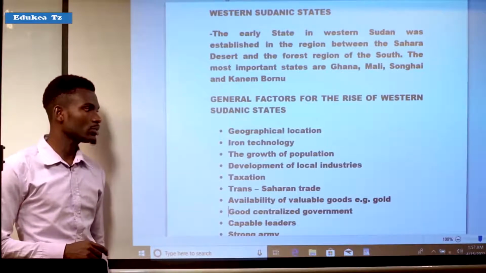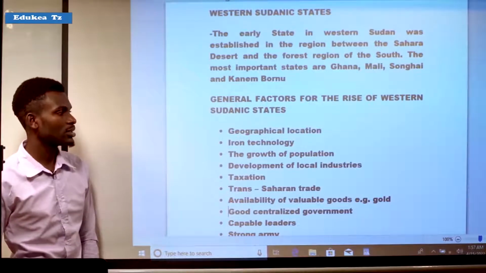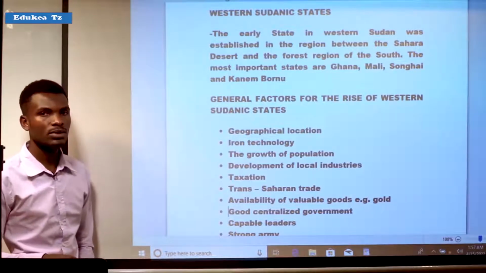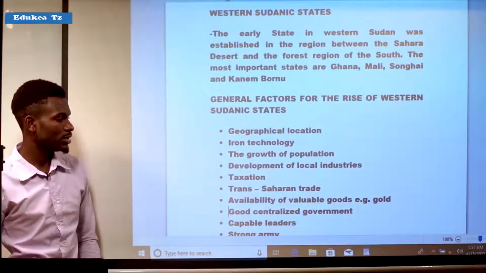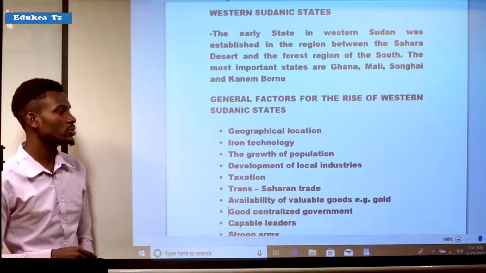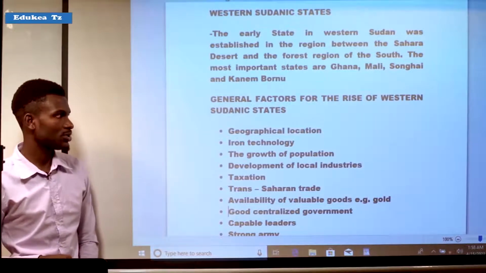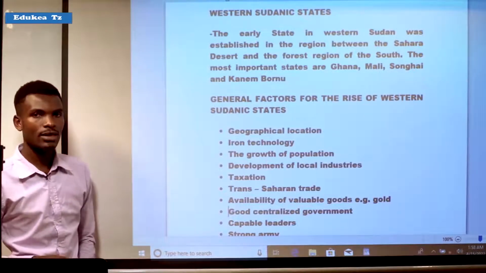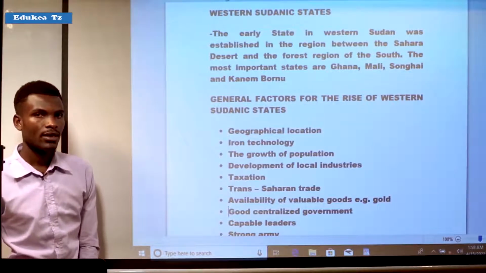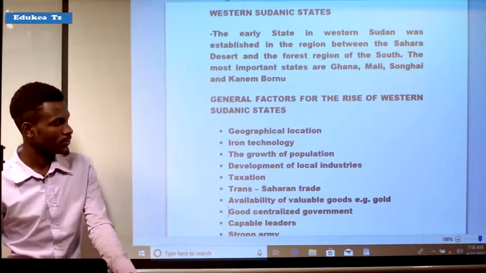But also there was the growth of population. It means that the population of Western Sudanic states was growing because of the iron tools which were used in agricultural production, and that led to the availability of enough food to feed the population. Also, the development of local industries. It means that in those states there was the development of local industries that were involved in the production of different items like iron tools.